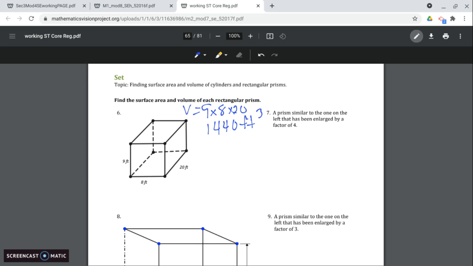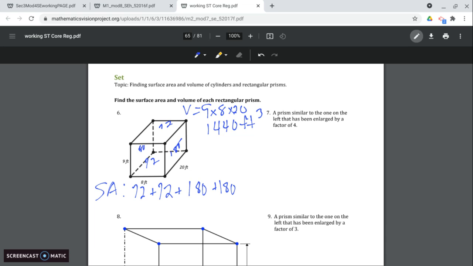Now, for surface area, this is where it's a little trickier. We have to find the area of all of the faces. So this square here, the 9 times 8 is 72. In the back, it's also 72. So surface area, we have 72 plus 72 plus this side right here is 9 times 20. 9 times 20 is 180. So that side over there is 180. So we have 180 plus 180.